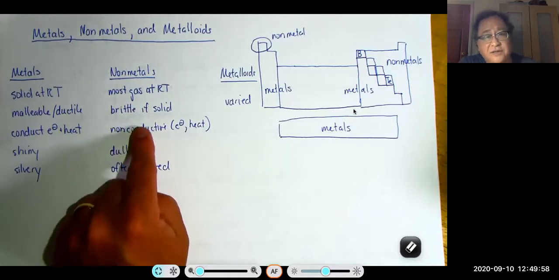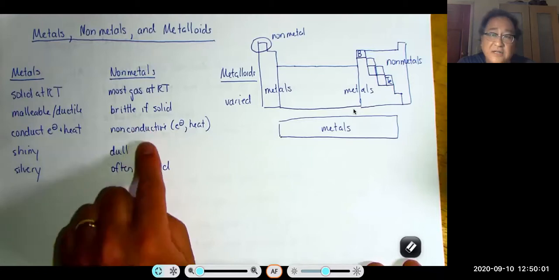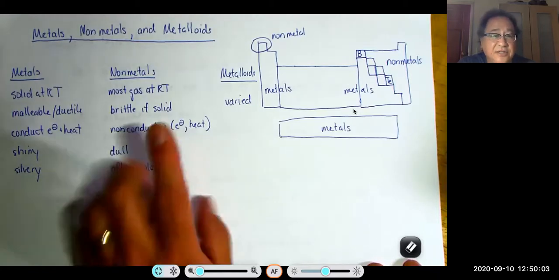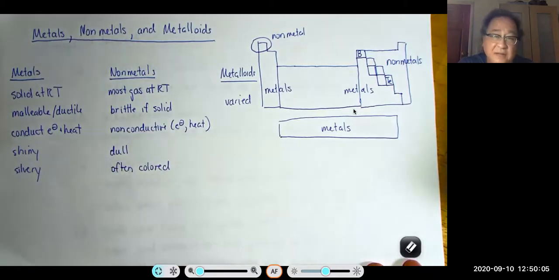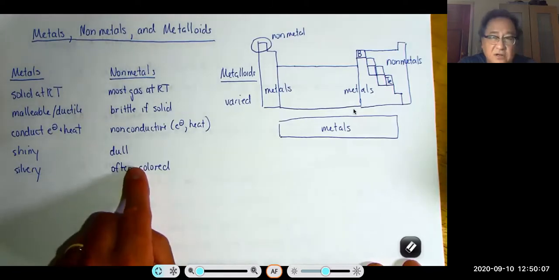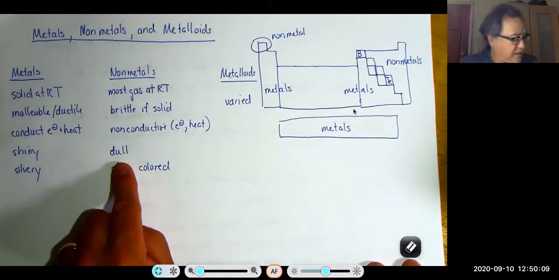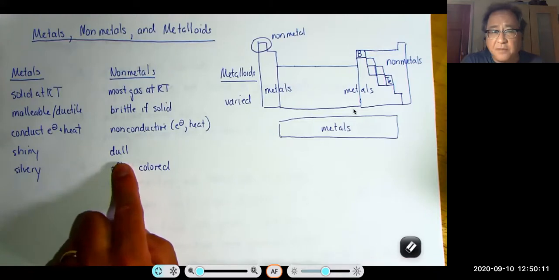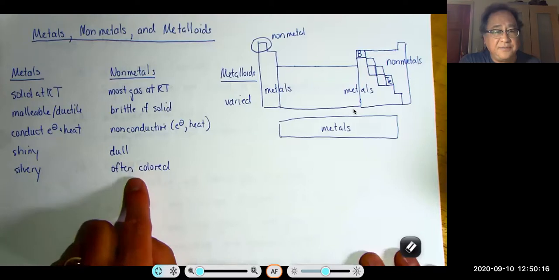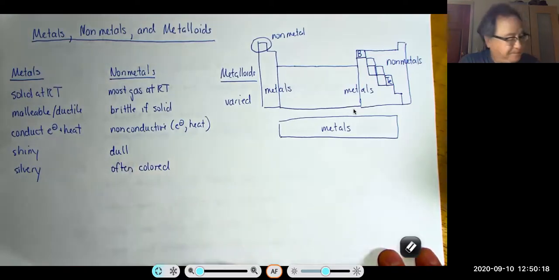If they are solid, they're brittle. They're non-conductive. They don't conduct heat or electricity, except for one form of one of the elements. They're dull if they're a solid. Charcoal is pure carbon, and that's definitely a dull color. And they're often colored. Charcoal is black.